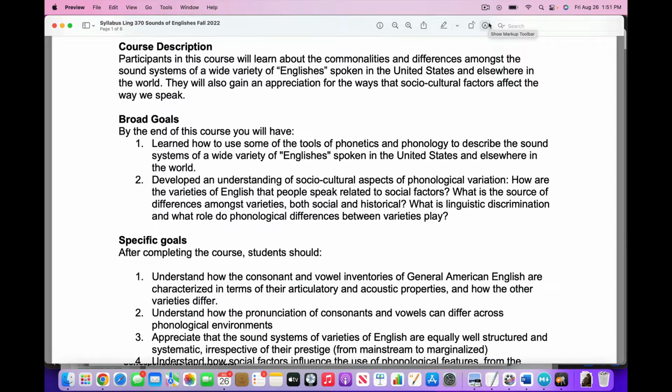In this course, you're going to learn about similarities and differences amongst the sound systems of a wide variety of Englishes spoken in the United States and also elsewhere in the world. Hoping you'll gain an appreciation for the ways that sociocultural factors affect the way we speak. For example, how are the varieties of English people speak related to social factors? What is the source of differences amongst varieties, both social and historical? What is linguistic discrimination? And what role do phonological differences between varieties play?